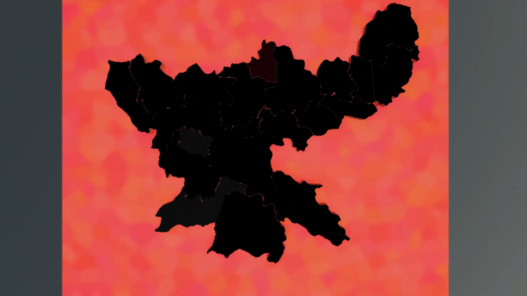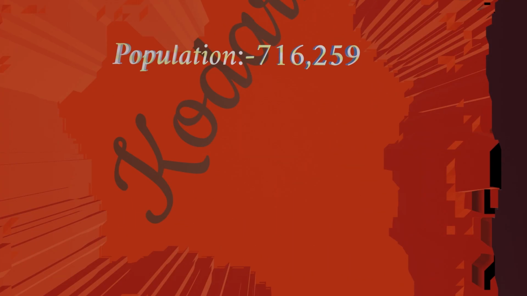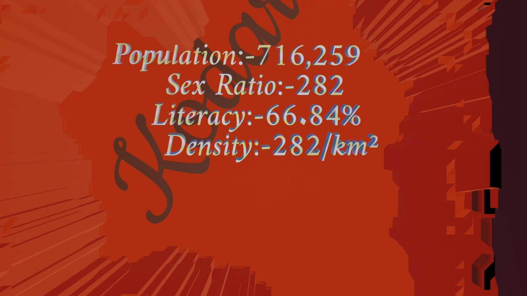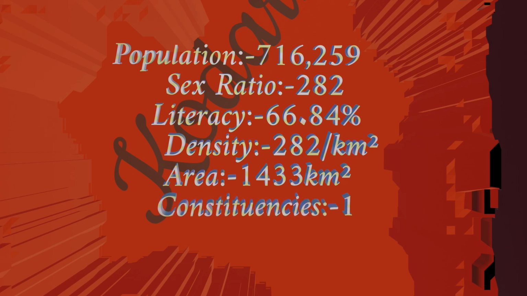Now let us move to Koderma. Population of Koderma is 716,259. Sex ratio is 282. Literacy rate is 66.84%. Density is 282 per kilometer square. Area is 1433 kilometer square. There is only one constituency.